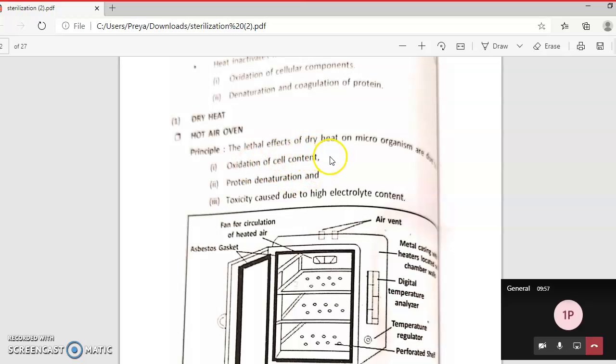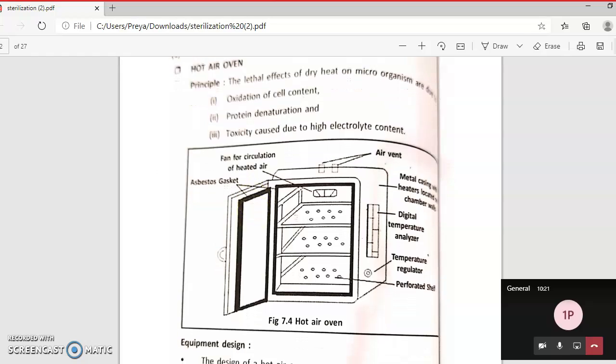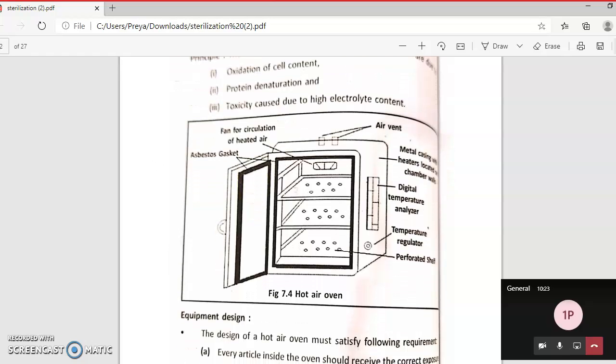It leads to the oxidation of cell content, protein denaturation, and the third mechanism, which is an additional one, is toxicity caused due to high electrolyte content. Because of the electrolyte content of some of the ingredients in your preparation, toxicity may occur in the presence of heat. Now see the structure of the hot air oven.